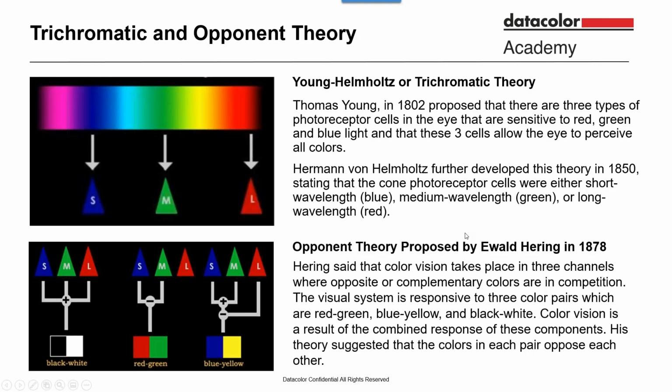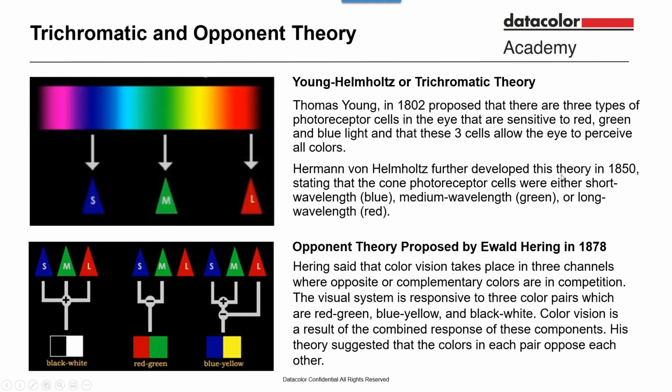Okay, let's get into a little bit of theory here on vision theory. The trichromatic theory, which is also called the Young-Helmholtz theory, is based on the idea that the visual system is mainly responsive to 3 colors, red, green, and blue, and that color vision is a result of the combination of the differential responses from these 3 components. Hermann von Helmholtz further developed the theory in 1850, and again, he identified that we were responsive to red, green, and blue light.